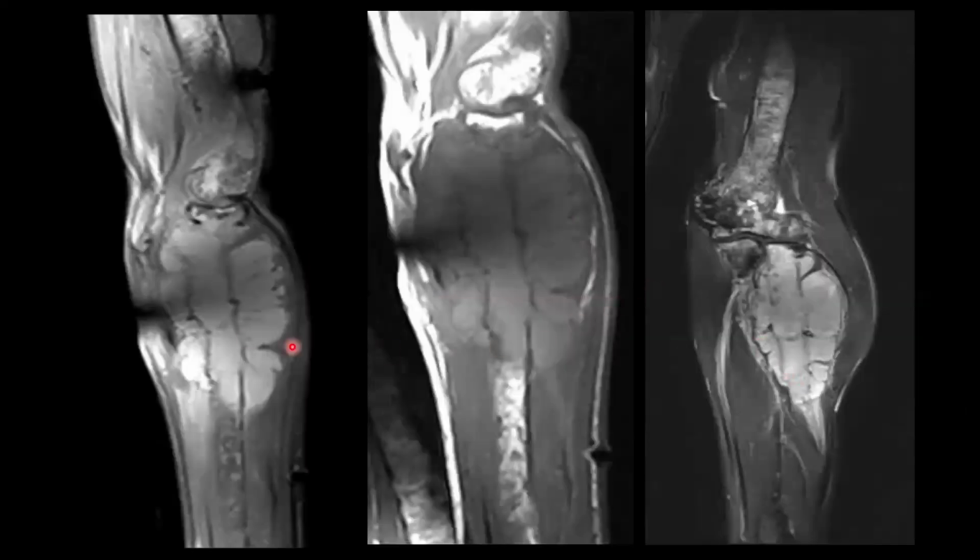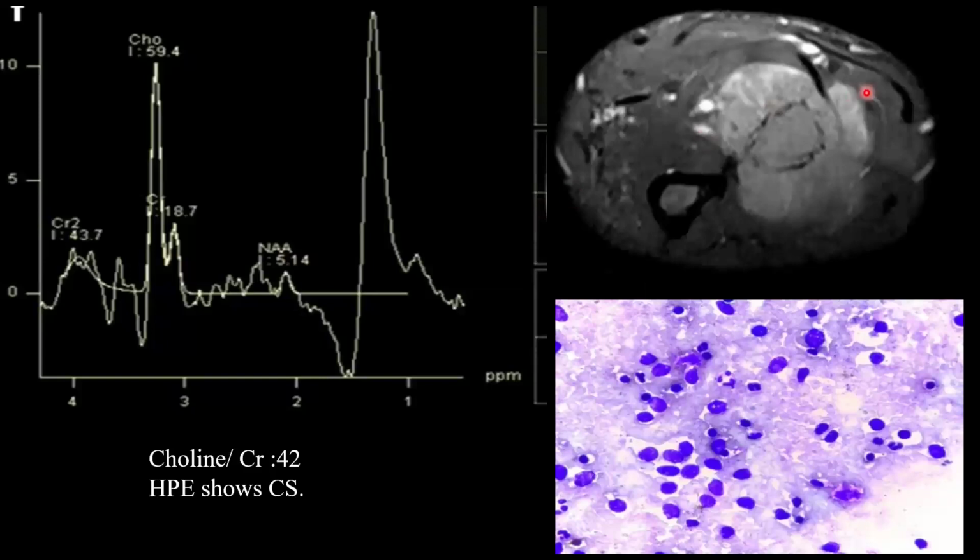See that MR, this is the PDFS and this is the T1. These images show a huge soft tissue component, destruction of the bone, and multiple septations which are hypointense. This patient underwent spectroscopy. Axial post-contrast images show significant destruction of all cortices of the affected bone, with a soft tissue component. Spectroscopy shows a raised choline level with a choline creatinine ratio of 42. Biopsy shows features of chondrosarcoma.